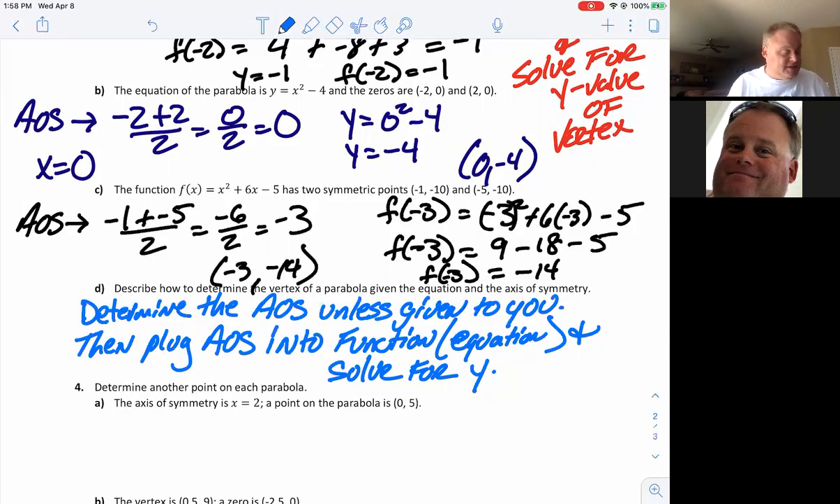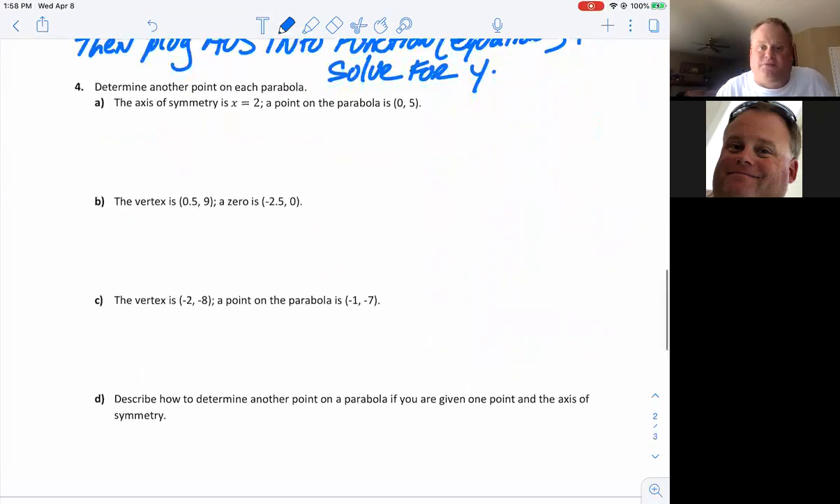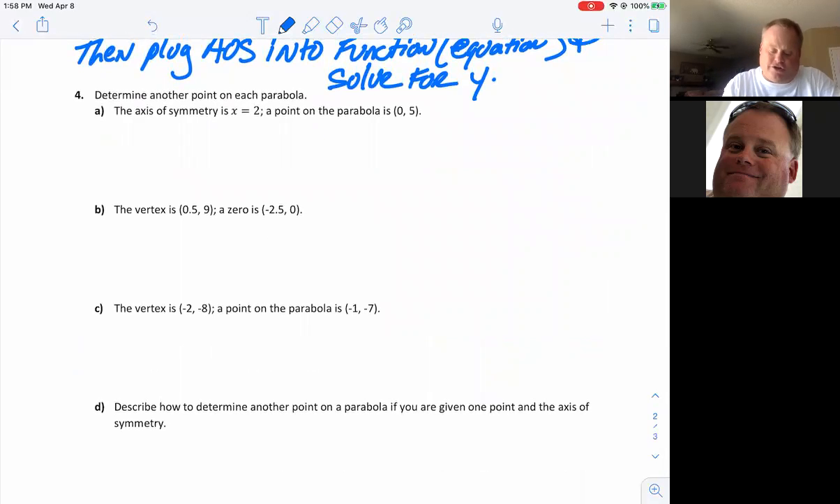All right, last little bit right here, number 4. Now this might be a little bit hard for some of you to grasp right here at the beginning, so I'm going to try to go a little slow. Remember, you can always pause and go back. And this time it says determine another point on each parabola. The axis of symmetry is x equals 2, a point on the parabola is (0, 5). Okay, and we don't know exactly what point that is, right? But we just know it's a point on the graph.